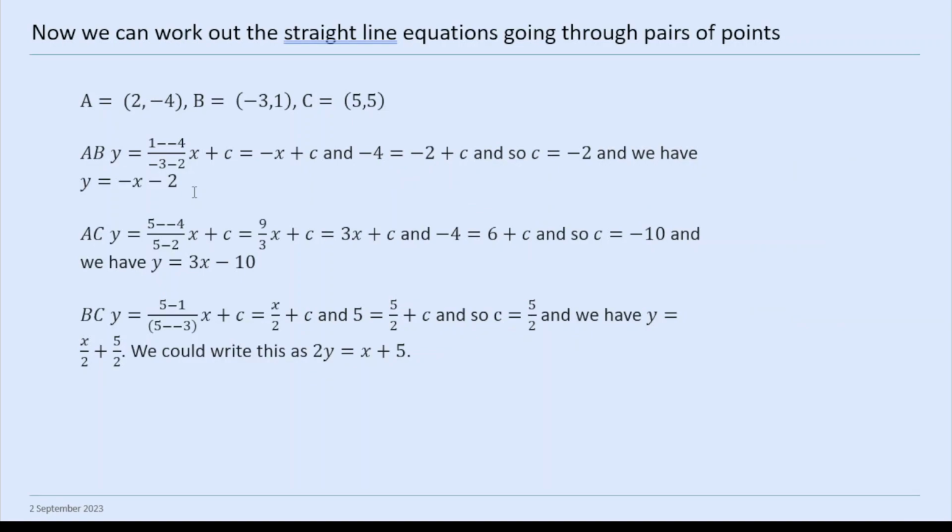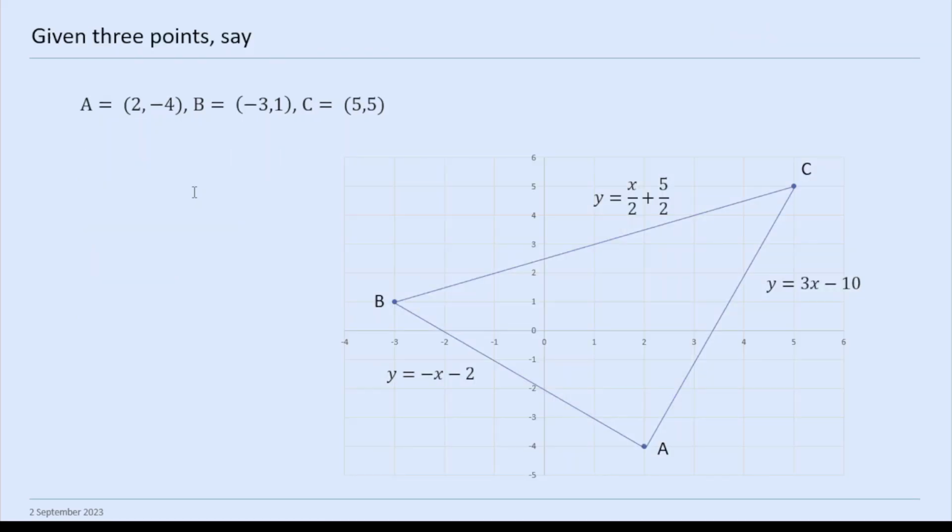Then the next one, BC, we work it out in the same way, and we get that as y equals x over 2 plus 5 over 2, which you can write as 2y equals x plus 5 if one doesn't want to have quotients in there. 2y equals x plus 5 looks kind of nice. And that's that last line there, so we can see it's got a gradient of 1/2, and it's hitting the y-axis at 5 over 2, which is 2.5.